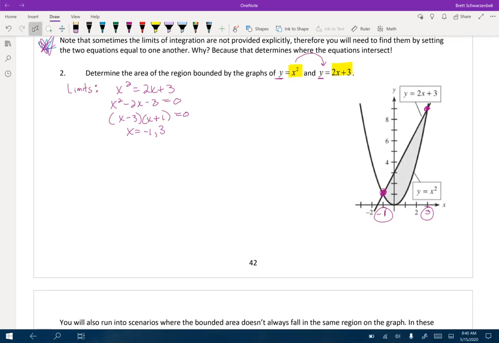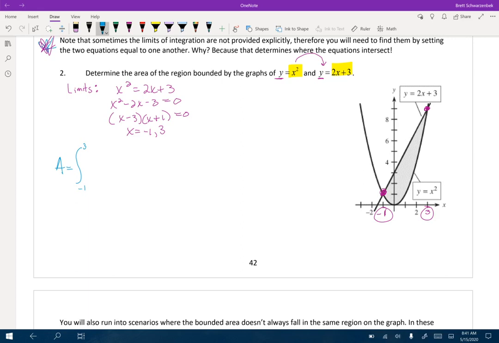Now we can go ahead and find the area between the curves. How do we do that? Well, area is equal to, we now have our limits. We have to take the area on the x-axis from -1 to 3. And now we have to take our equations and we need to subtract them.